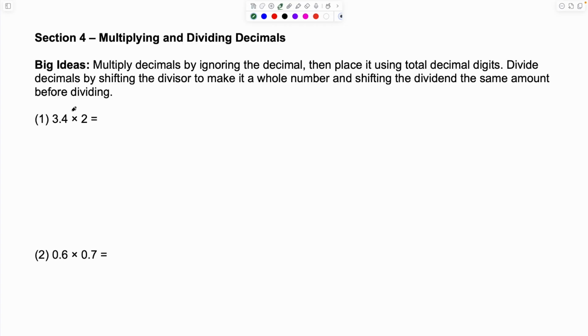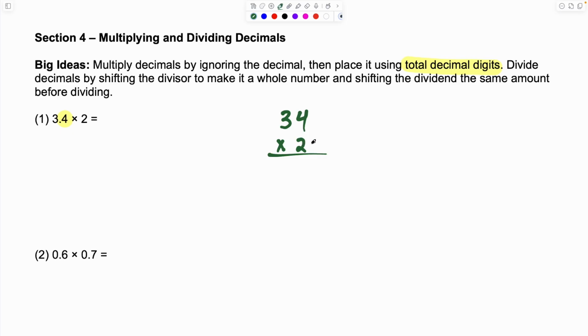Question 1, we're doing 3.4 times 2. And this is coming from the big idea: what we could do is 34 times 2. After we do 34 times 2, we just have to be mindful that we're going to shift the decimal by using the total decimal digits. When we count the total decimal digits in the original question, there's just 1. So I'm going to work this out and then move the decimal 1 place to the left.